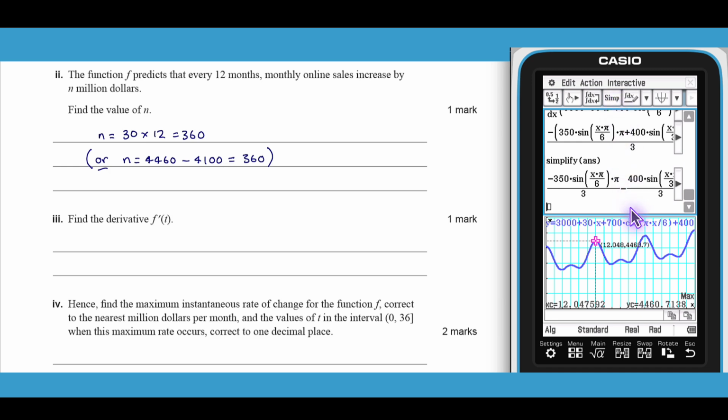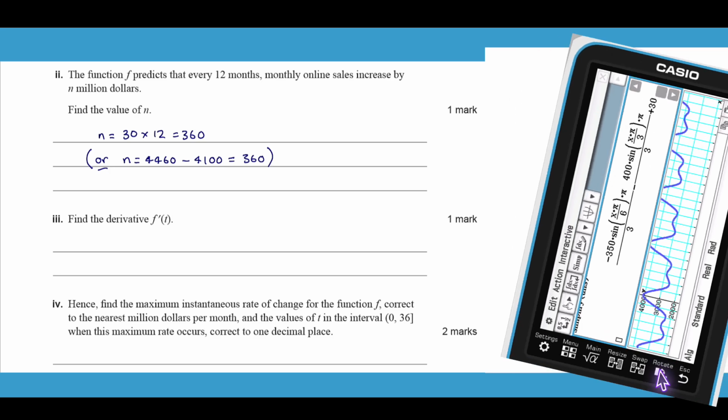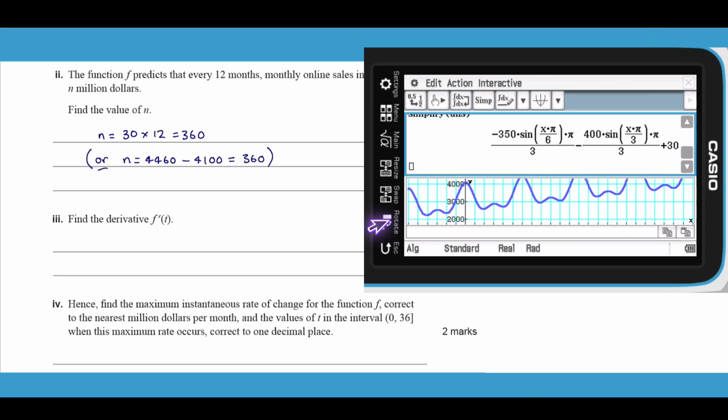To help with transcription, it might be worth tapping Rotate on your handheld's never disappearing toolbar to see the function in full. If you are working with x in place of t as your variable, as I am, don't forget to use t when you write down f dash of t.